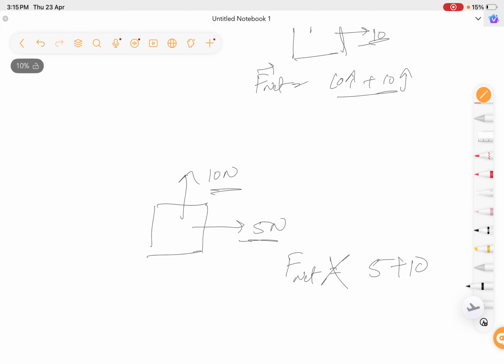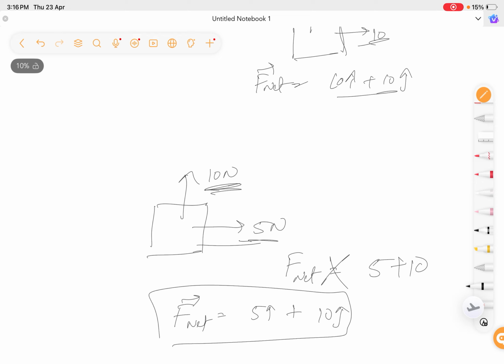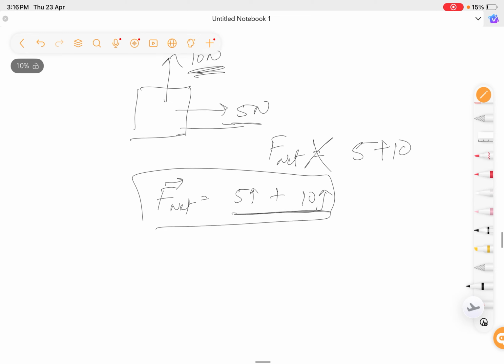because it has a direction. We should not add vectors directly; we should add them in vector form itself. So F net on this block is given as follows: 5 newtons is acting along the x-axis, so we write 5 I cap, plus a 10 newton force acting along the y-axis, so we write 10 j cap. We should add like this only.